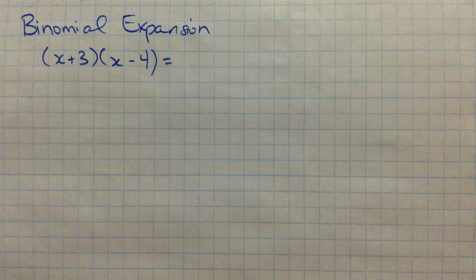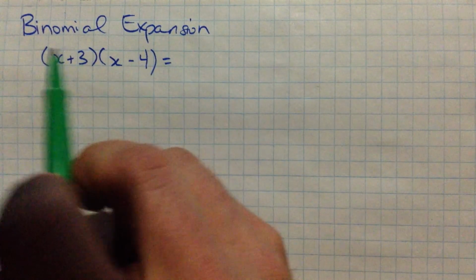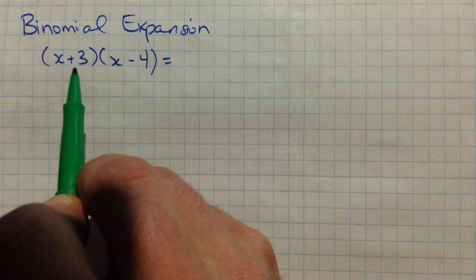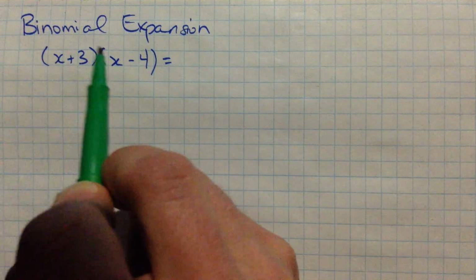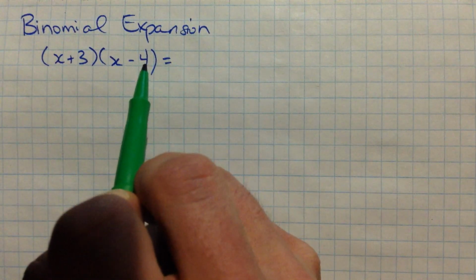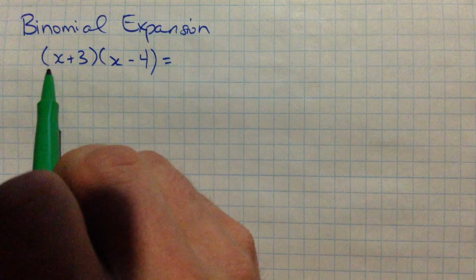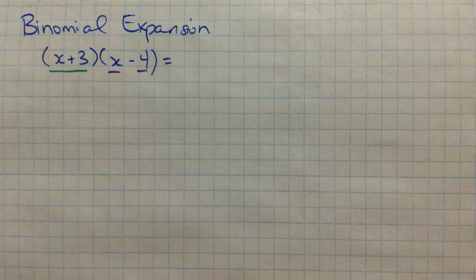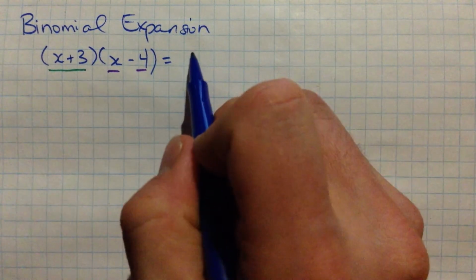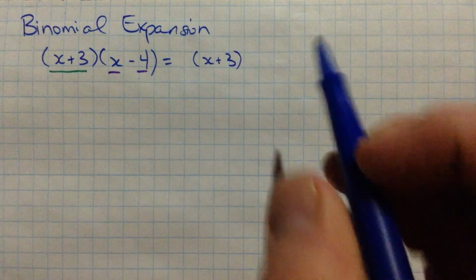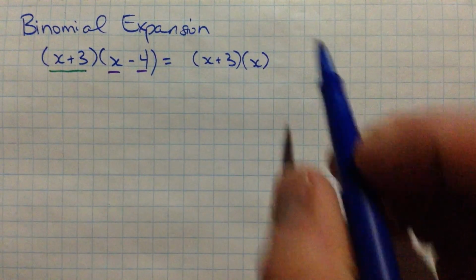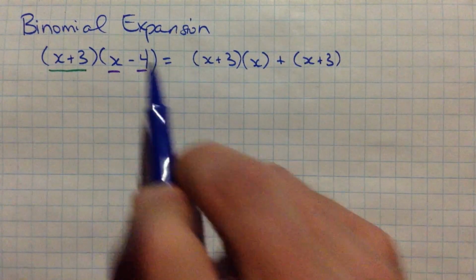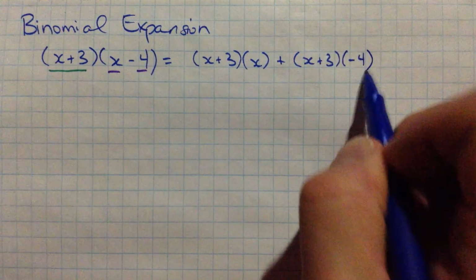So each time we have a product of two binomials, we need to multiply this whole binomial by each of the terms in the other binomial. So we're going to multiply this entire thing by each thing inside here. So the first one, x plus 3, we're going to multiply that by x. And then we're going to multiply x plus 3 again by negative 4.